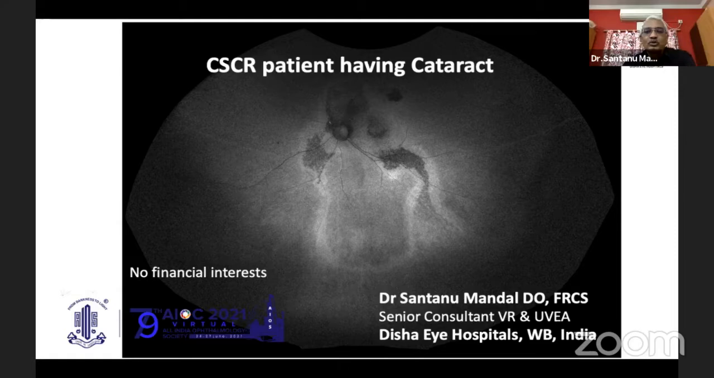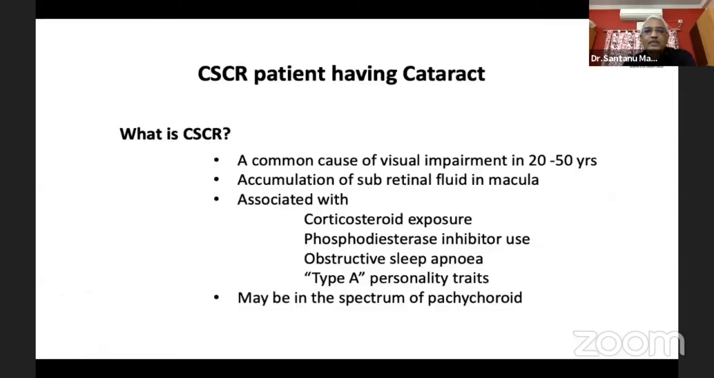What to do? What is CSR? A common cause of visual impairment in 20 to 50 years. There is accumulation of subretinal fluid. All we know that in the macula, there is accumulation of subretinal fluid, which is associated with corticosteroid exposure, phosphodiesterase inhibitor use, obstructive sleep apnea, and type A personality. And maybe nowadays we know that it is in the spectrum of pachychoroid.